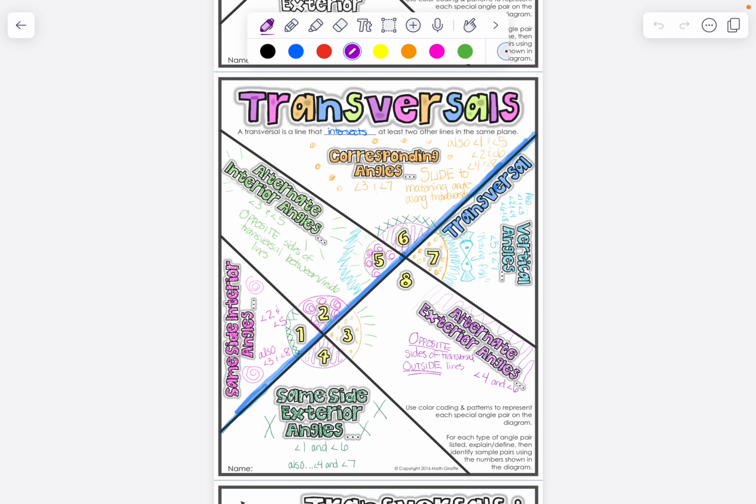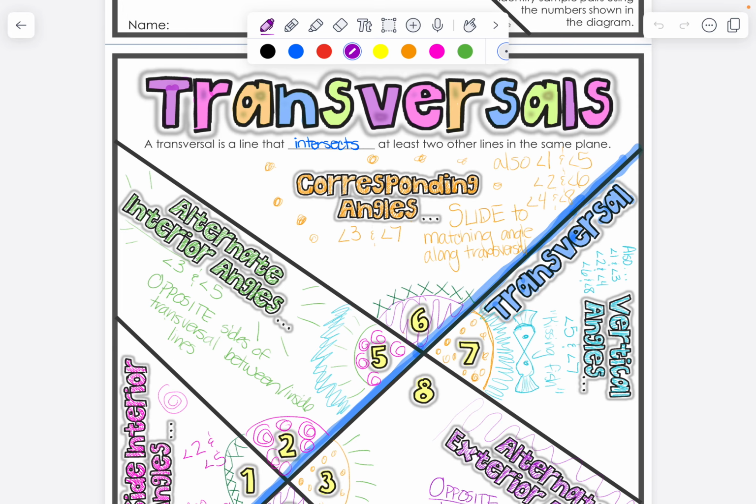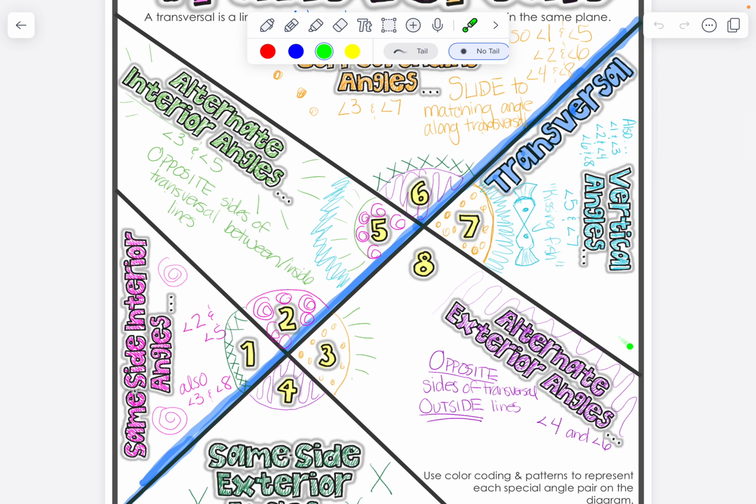A transversal is a line that intersects at least two other lines in the same plane, okay? So here we have two lines, and then this blue line that intersects both of those is called a transversal. We're going to be talking about different angle relationships that are formed when you have that transversal, and specifically, what happens when you have parallel lines that are crossed by a transversal. So first of all, we're going to talk about what we call corresponding angles.